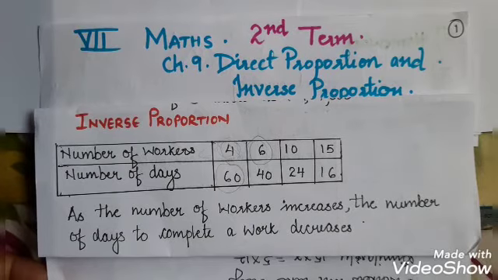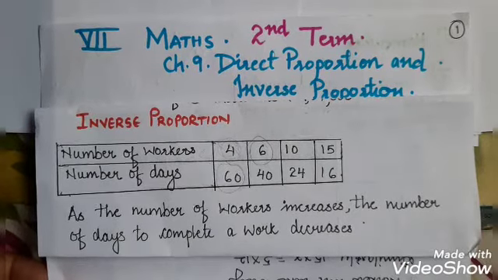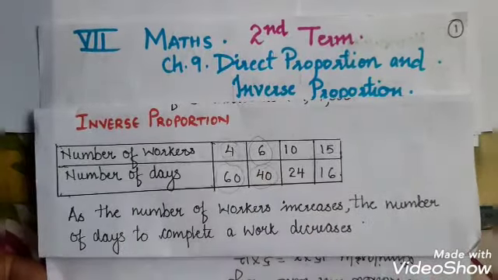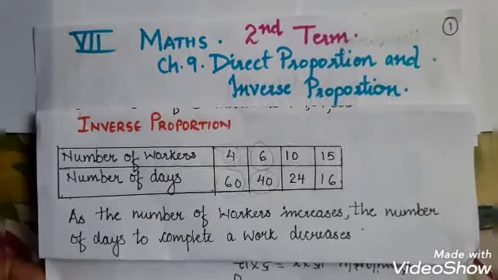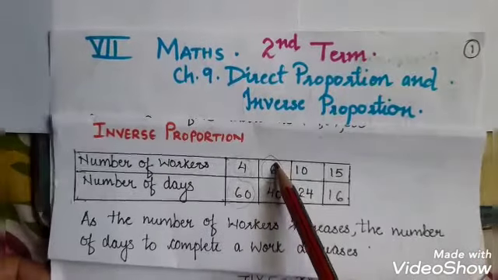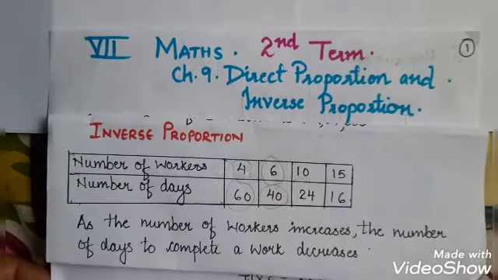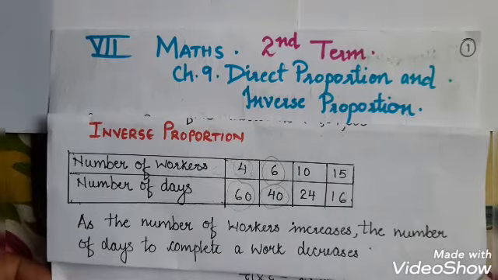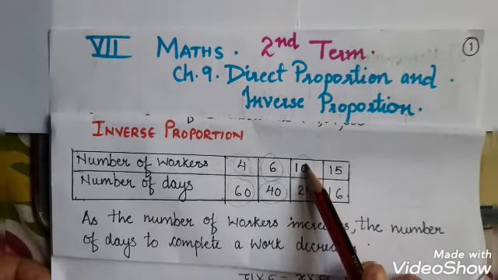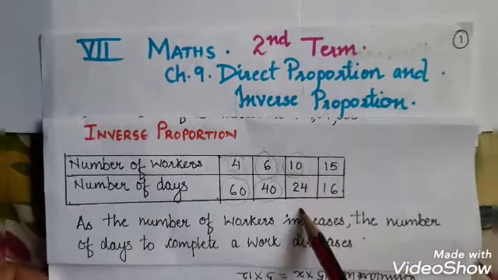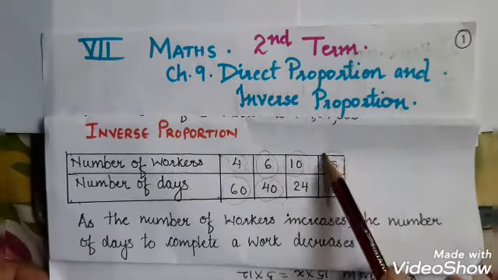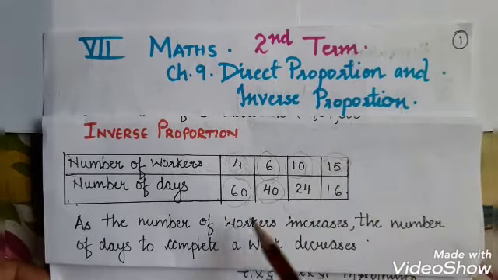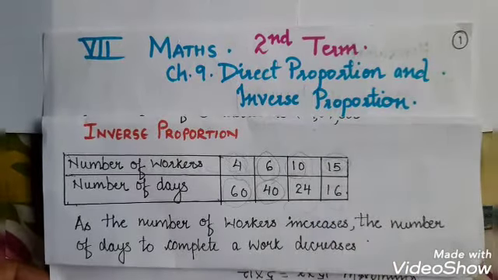Since the number of workers becomes 6, the number of days will reduce. You can see the difference. The number of workers is increased, so the number of days is reduced. Again the number of workers is increased to 10, so again it is reduced to 24, and the number of workers is increased to 15 and the number of days is reduced to 16.